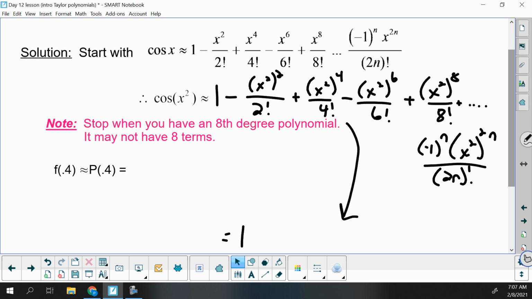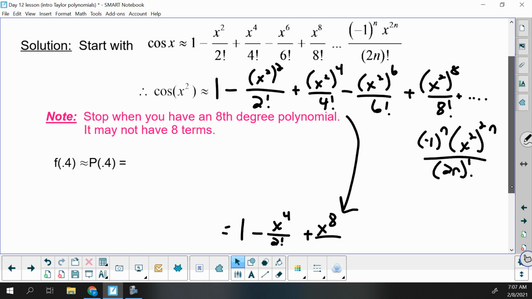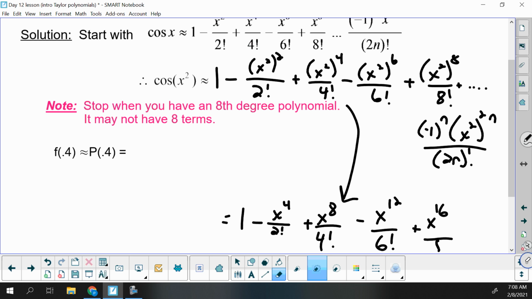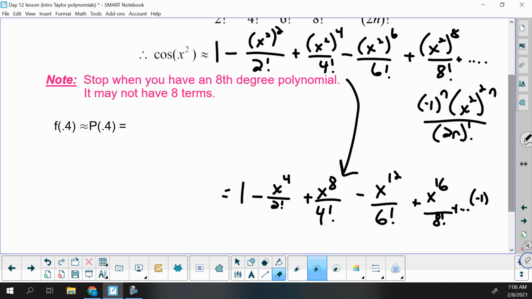So that's really equal to 1 minus x to the 4th over 2 factorial, plus x to the 8th over 4 factorial, minus x to the 12th over 6 factorial, plus x to the 16th over 8 factorial. And our general term would be negative 1 to the n, we would have x raised to the 4n over 2n factorial.